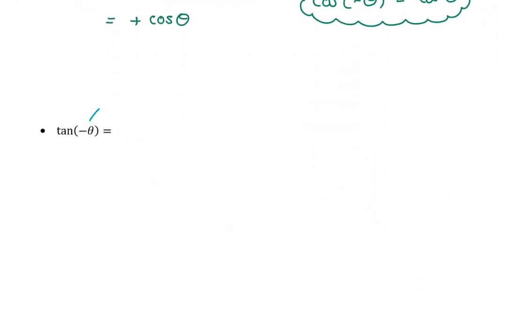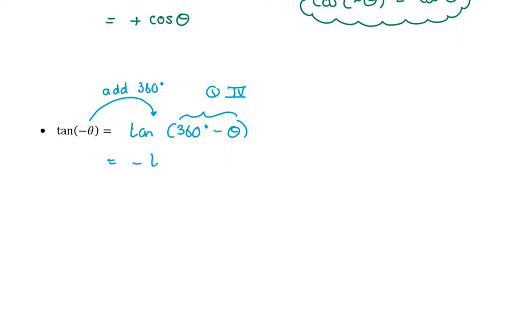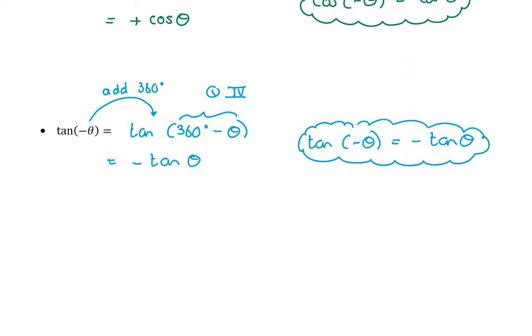Let's look at tan. If we do exactly the same logic and add 360 degrees, it is exactly the same angle, just 360 degrees later, so it's now 360 degrees minus theta. Again, this is in quadrant 4, as we saw from the picture, and in quadrant 4, tan is negative. So this reduces to negative tan theta. So again, something that I just remember: tan of a negative angle always reduces down to negative tan of the angle. So I'm going to write a summary below here of those things.